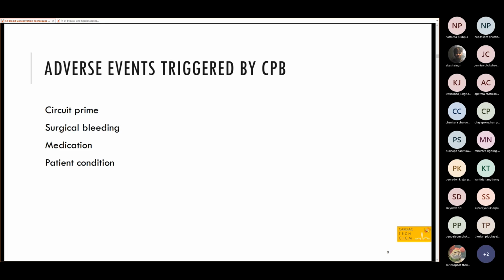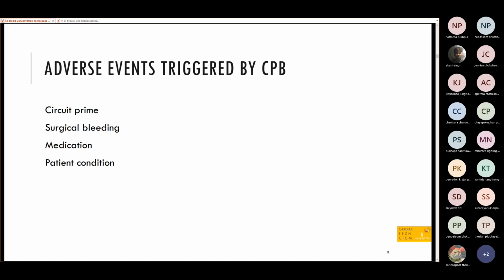And we have to prime the circuit, which causes hemodilution, right? So if you prime the circuit, you're going to dilute everything inside the plasma. So every cell count is going to be reduced, right? And the function is going to be affected. These are unusual conditions.